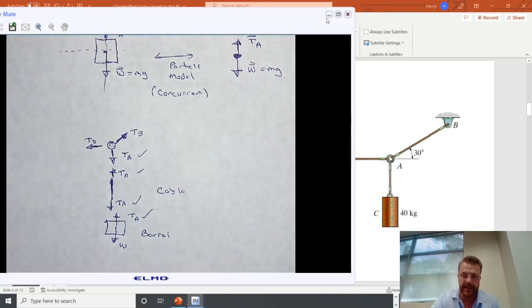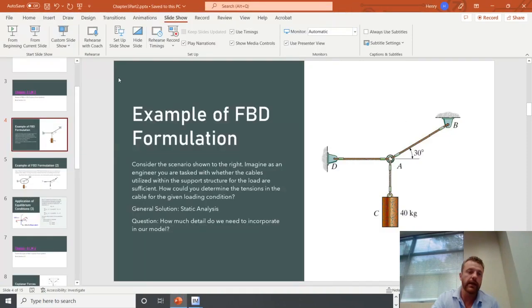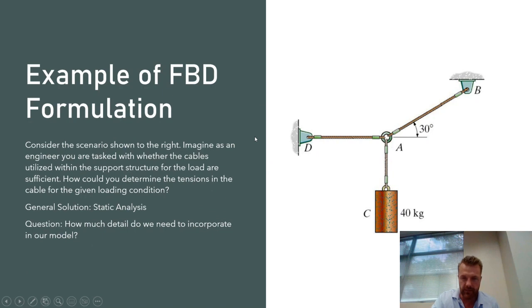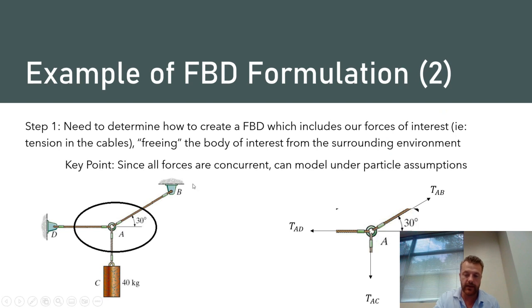The point I was trying to make is that's why you segment the hook here as the body of interest within your free body diagram, because freeing it allows you to draw a diagram that involves each of the forces of interest. And that's all that this is saying in this scenario. And do remember, when we draw a free body diagram, we're going to try to put as much physics as we can into the diagram to make it easy to solve.